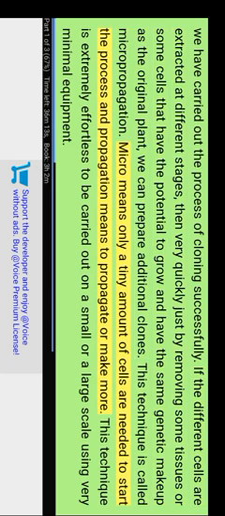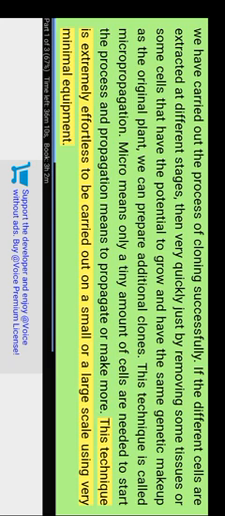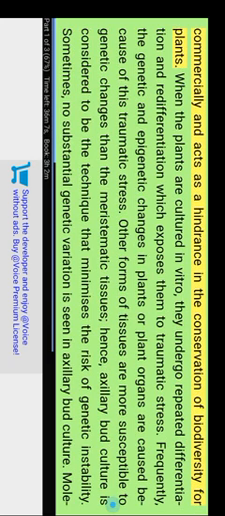Micro means only a tiny amount of cells are needed to start the process, and propagation means to propagate or make more. This technique is extremely effortless to carry out on a small or large scale using very minimal equipment. Commercially, it acts as a hindrance in the conservation of biodiversity for plants.